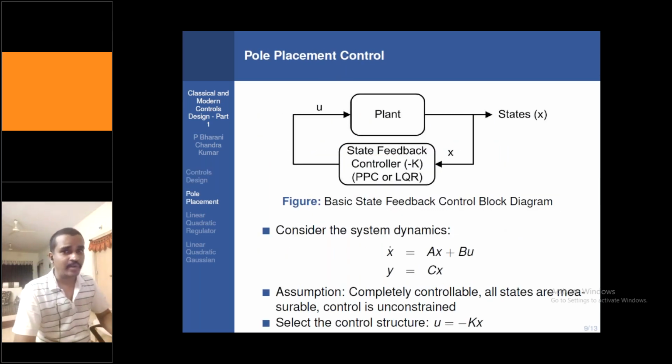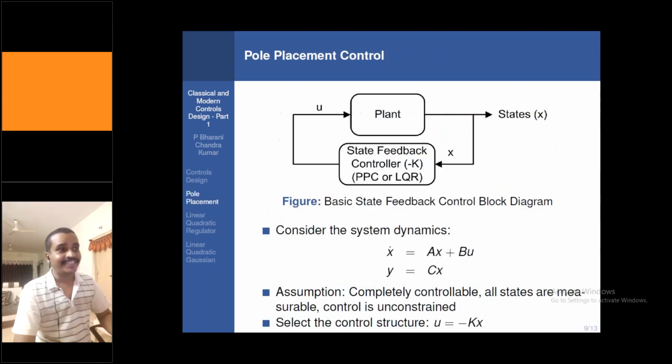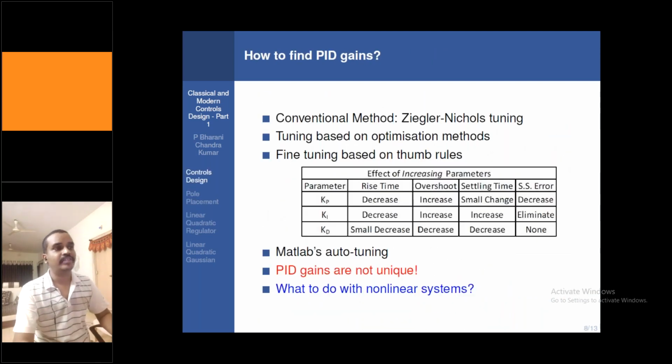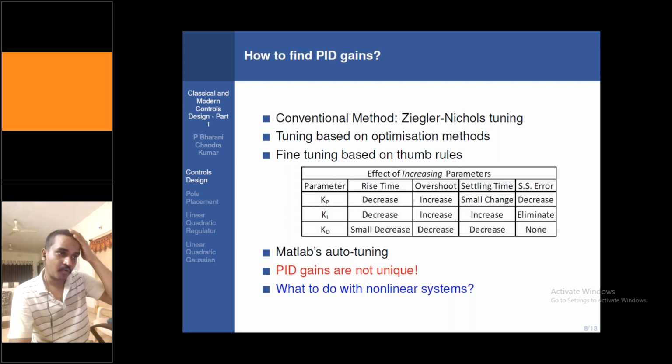So forget about the pole placement controller, which we'll discuss later along with LQR and other things. I will restrict my discussion to the PID controller. If you have a couple of quick questions regarding what we have discussed till now, you can ask me. If not, then I will go to the hands-on work and how to do it and what to do. I will explain it for a simple DC motor.